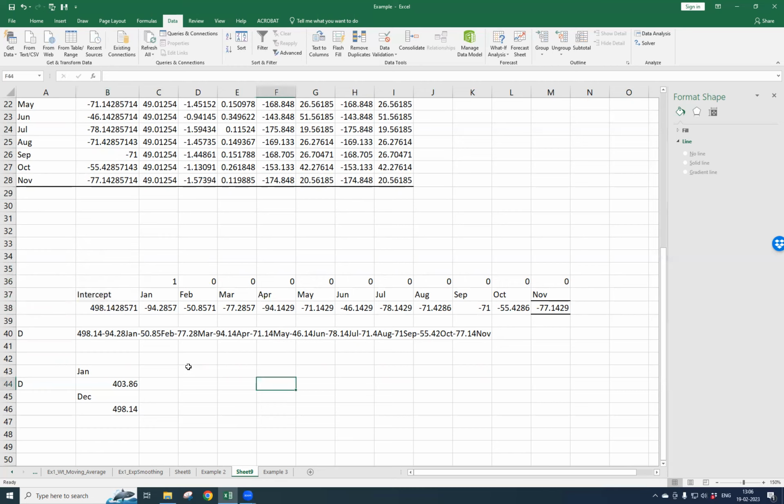So this is the concept of dummy variables, and this is how you run your regression to forecast the demand in the case of seasonality. All right.